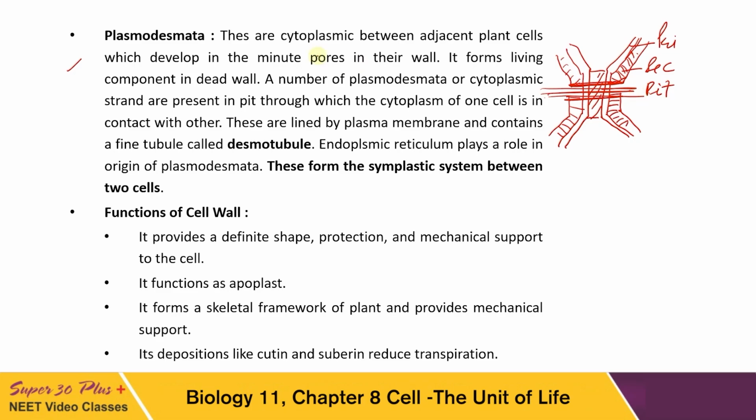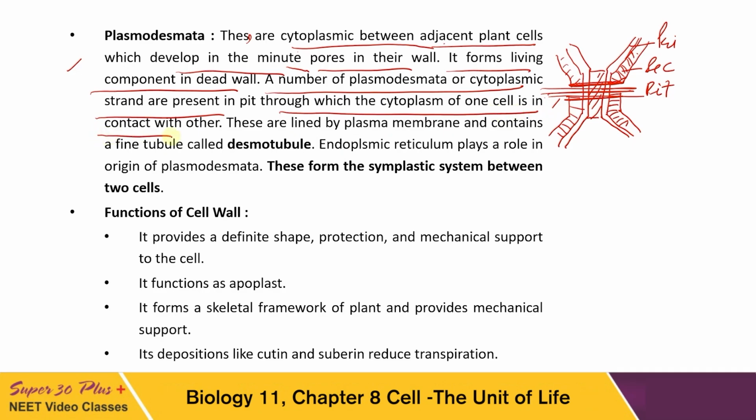Between adjacent plant cells, these are cytoplasmic threads which develop in minute pores in the wall. It forms a living component in the dead cell. A number of plasmodesmata, the cytoplasmic strands, are present in a pit. These are the cytoplasmic strands, right, through which the cytoplasm of one cell is connected to the other.